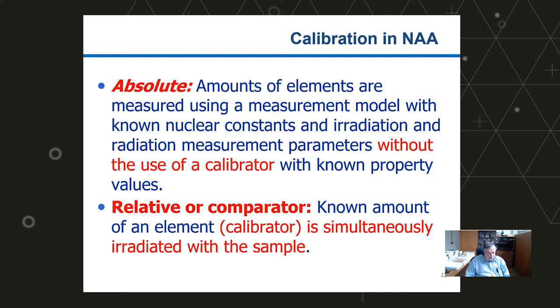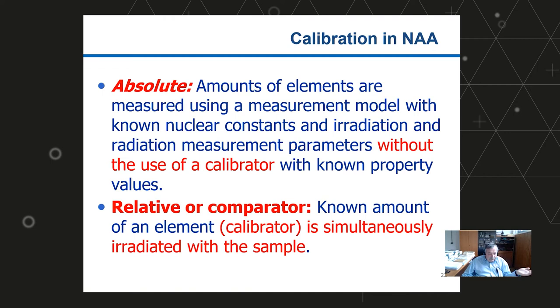Now for the calibration in NAA, there are also several possibilities. The first one is the absolute calibration. So in this case, we don't need to use the calibrator at all, because we can calculate everything. If we know all the nuclear constants, if we know the flux, if we know the detection efficiency, we can calculate it. But there are so many uncertainties here that usually nobody nowadays is really doing this absolute calibration.